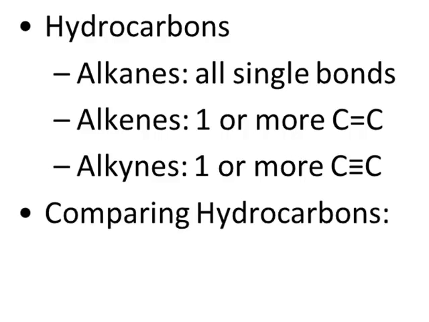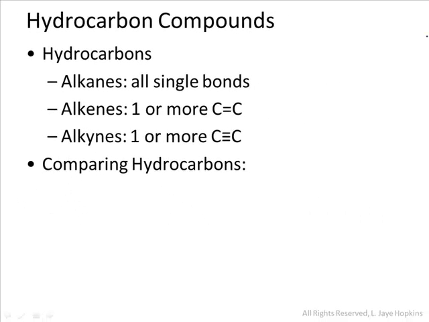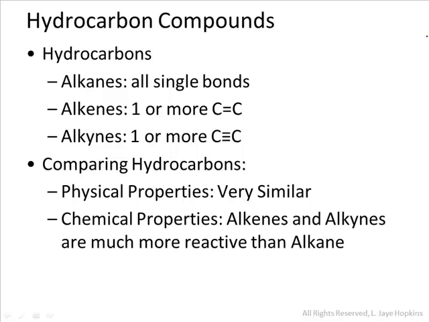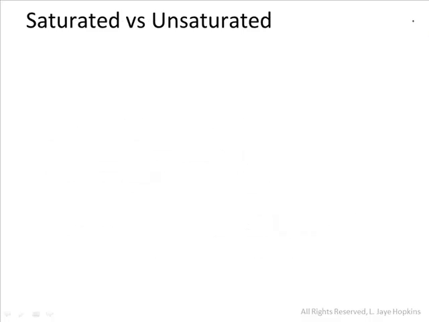When we compare alkanes, alkenes, and alkynes, we find some similarities and some differences. Physically, these molecules tend to be very similar to each other, so they tend to share the same trends in melting point and boiling point. They tend to be colorless and odorless. Chemically, however, alkenes and alkynes are far more reactive than alkanes. We've learned previously that alkanes don't undergo that many types of reactions. Alkenes and alkynes, however, can undergo many types of reactions.